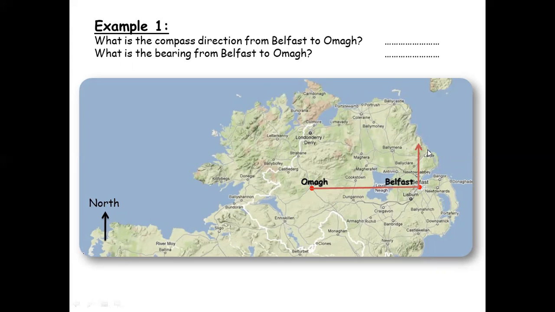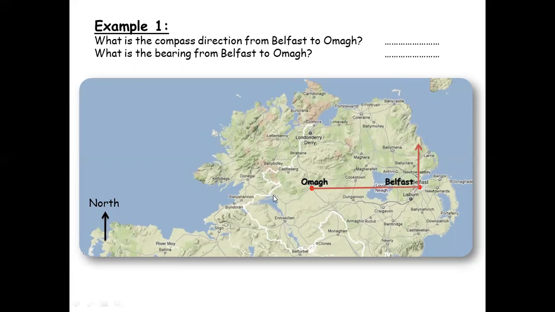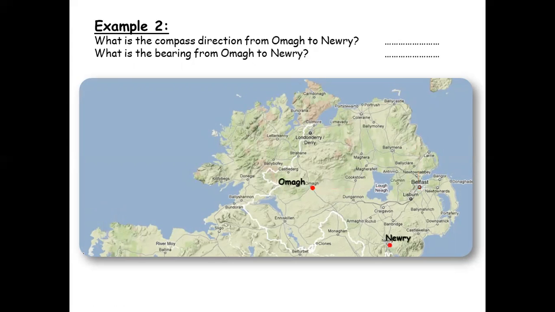And then he wants to know the bearing. So we agreed that the first point is I need to take it from north, so I drew the north. Second point, after I joined Belfast to Omagh, I'm going to take it clockwise. I'm going to move clockwise all the way. Since Omagh is on the west of Belfast, west is 270 degrees.